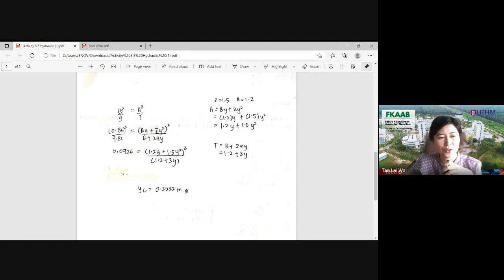All right, so I hope you are clear. To find the critical depth of flow, you need to use this formula. But if the question asks you to find the depth of uniform flow, you can use the Manning or Chezy formula. You need to differentiate between chapter 2 and chapter 3 basically. Thank you, Fatin.